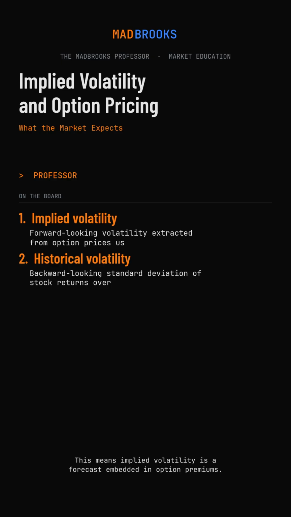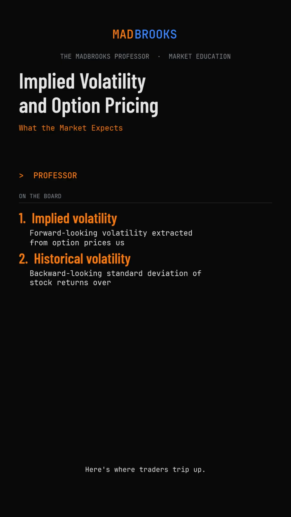This means implied volatility is a forecast embedded in option premiums. It's the market's collective judgment about how much the underlying will move before expiration. When implied volatility is high, options are expensive because the market expects large moves. When it's low, options are cheap because the market expects the stock to sit still. You're not buying volatility directly, but you are buying contracts whose prices rise and fall as that expectation changes.